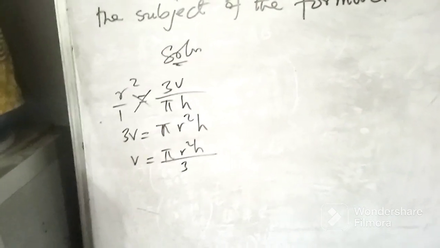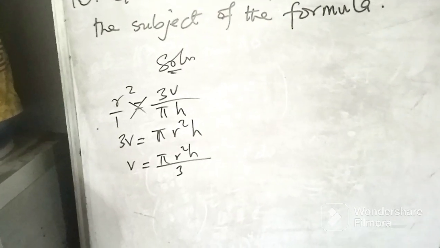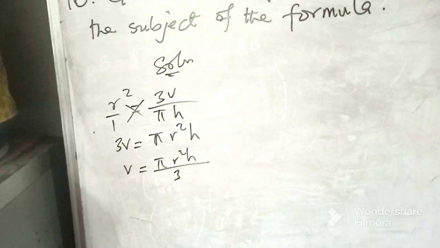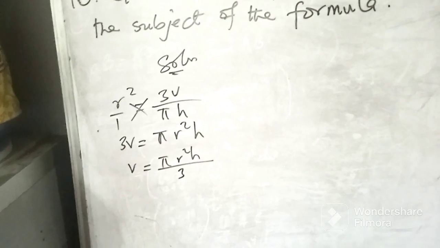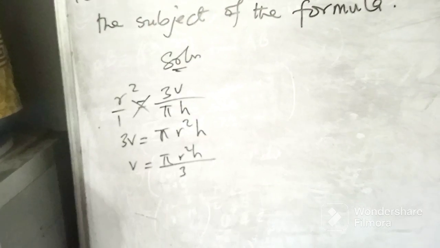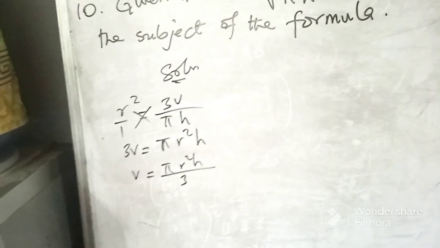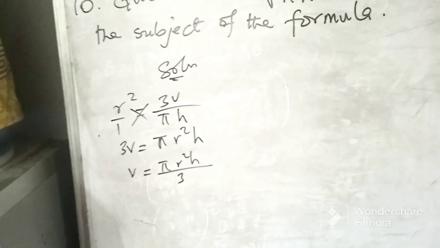Then the third one, the locus of a point equidistant from two straight lines is the bisector of the angle between the two lines. I repeat it again. The locus of a point equidistant from two straight lines is the bisector of the angle between the two straight lines.